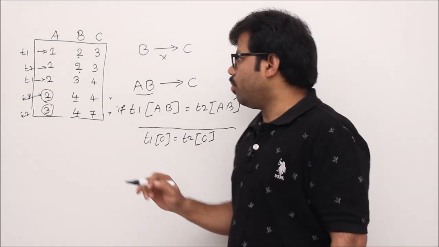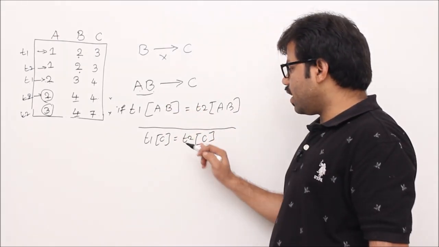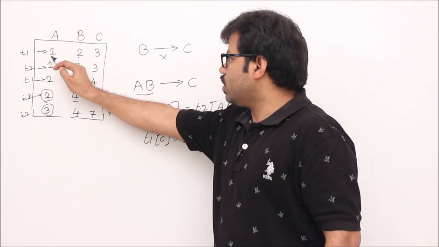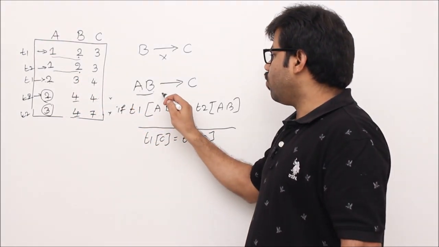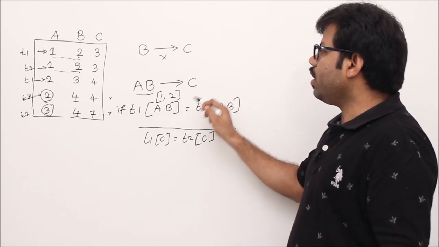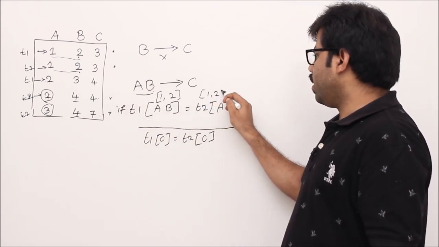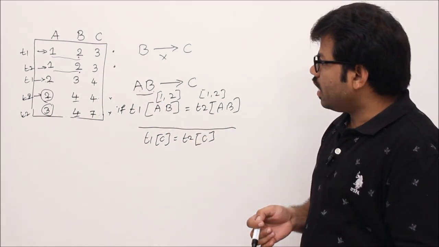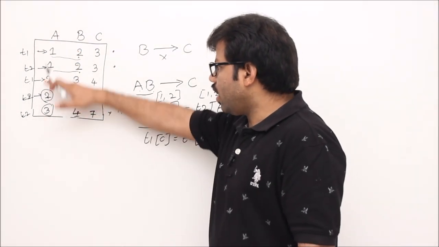So take every AB combination, but they should agree first of all. If they agree here, they don't disagree, they don't agree at C, then that is the mistake. So tuple 1 of AB, you see, is the 1, 2 combination, so 1 comma 2. Now tuple 2 of AB, so I'm taking these two. That is also 1 comma 2. They agree. Then the C value should agree. Yes, they are agreeing, correct? 3 equals 3. Now is there anywhere else they are agreeing? See, 1 2, 1 2. Other than that, they are not agreeing anywhere.